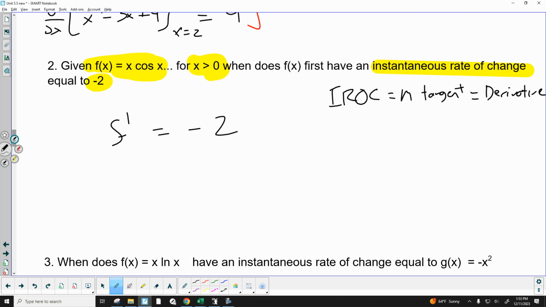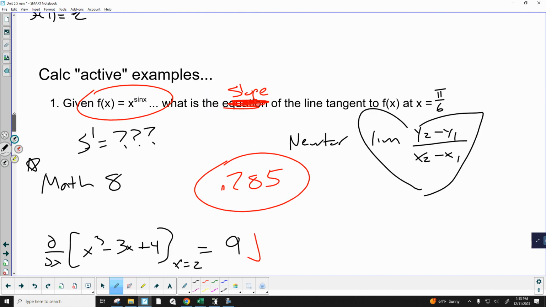Now you might think, oh, math 8's going to help me. No, math 8 is not going to help you. Math 8 approximates tangent slopes at x locations. It won't help me solve when x locations will equal certain tangent slopes. So we actually go back to what we did without our calculator.